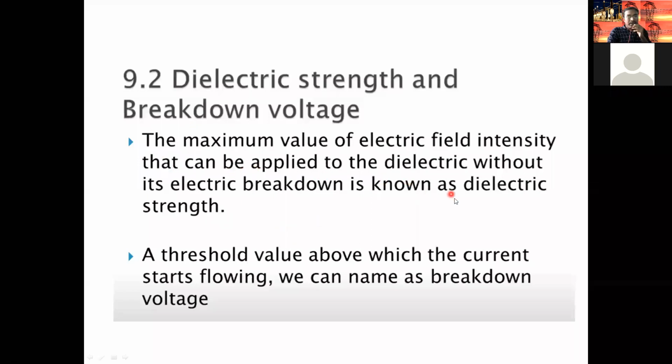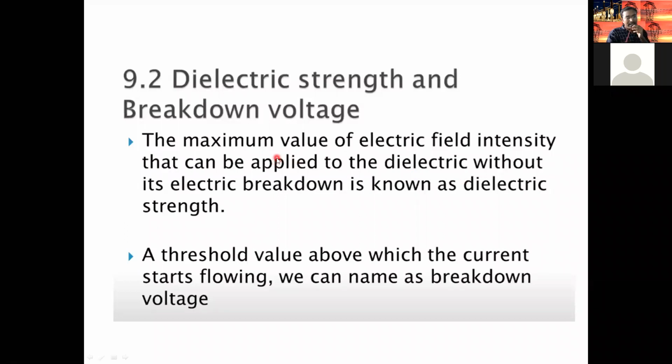First, we have to know what is meant by dielectric strength and what is meant by breakdown voltage. The maximum value of electric field intensity that can be applied to the dielectric without its electrical breakdown is known as dielectric strength. That means how much voltage the dielectric material can withstand. That is called the dielectric strength of the insulating material.